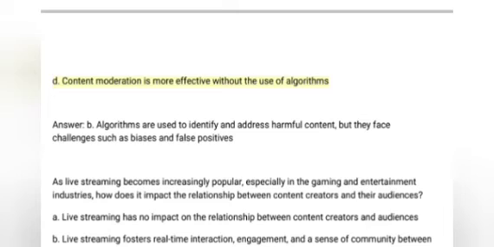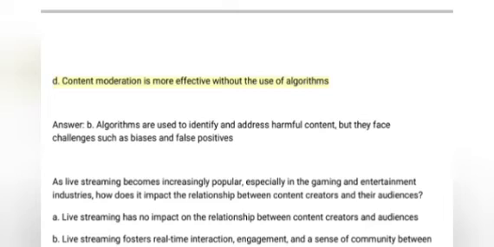positives. As live streaming becomes increasingly popular, especially in the gaming and entertainment industries, how does it impact the relationship between content creators and their audiences? A. Live streaming has no impact on the relationship between content creators and audiences. B.